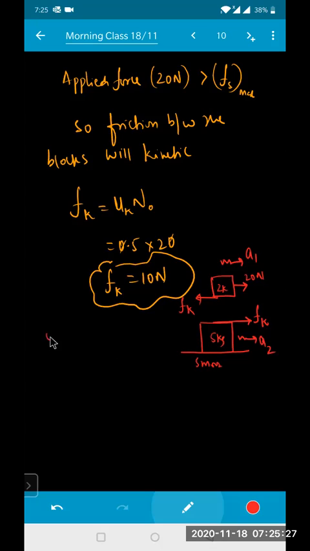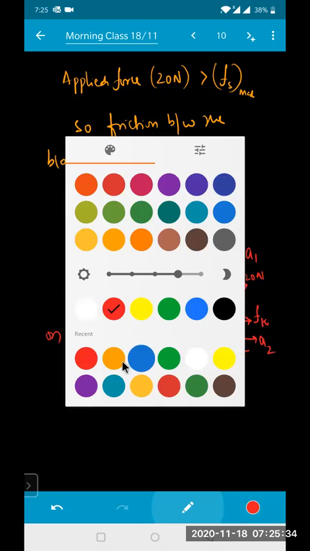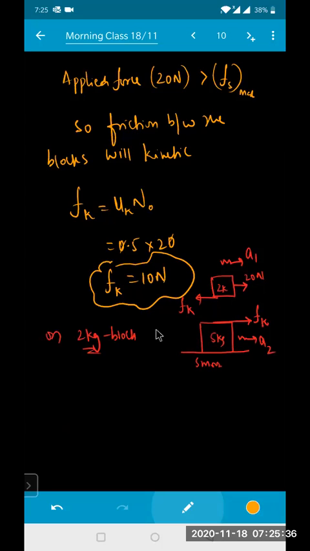So on the 2 kg block, the forces acting, it is moving in the forward direction.